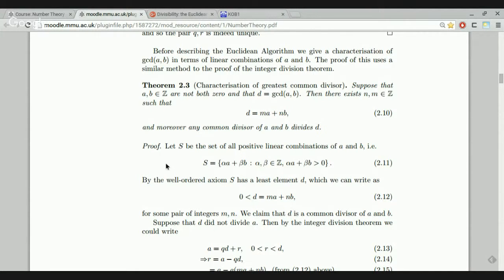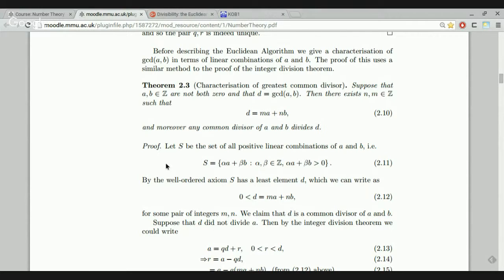Every non-empty subset of the positive integers has a least element. Okay, sounds good. It fits with our intuition. Any finite set of positive integers, there must be a least one. Okay, because you just check the integers from 1 up.